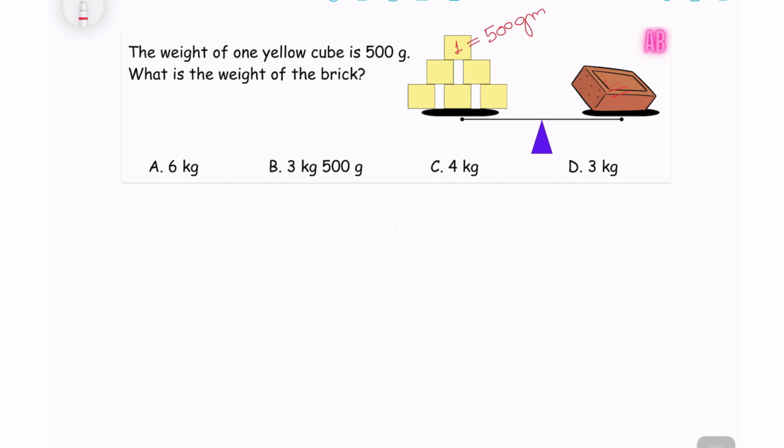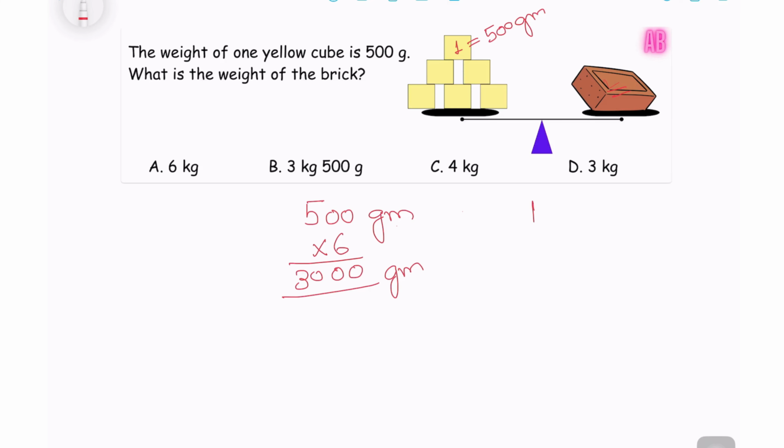So in order to find the weight of the brick, we need to find out the weight of these six cubes. So let's try to find the weight of these six cubes. So the weight of one cube is 500 grams. The weight of six cubes will be 500 times 6, right? Okay, so 0 we will leave as it is. 6 fives are 30. So the answer is 3000 grams.